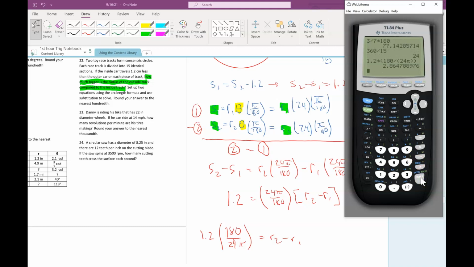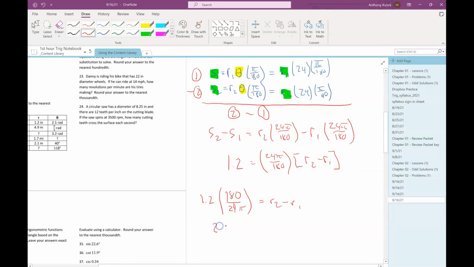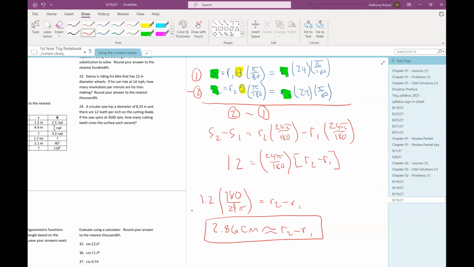So that would be about 2.86 centimeters. Now this is more difficult than something I'd expect you guys to be able to do on a quiz or a test or whatever. But sneaky, of course.